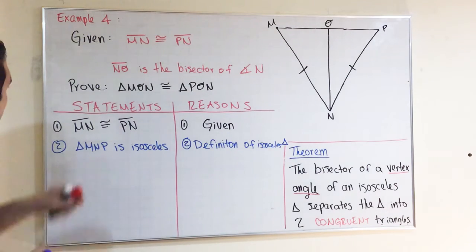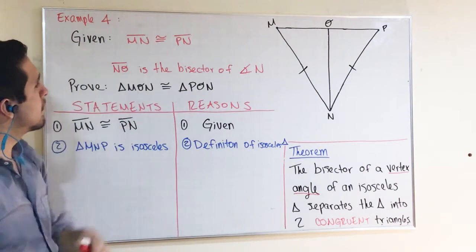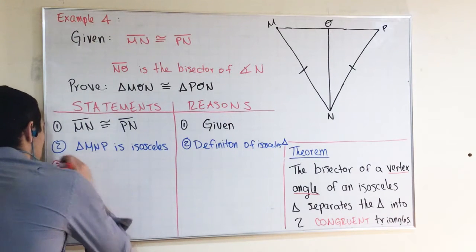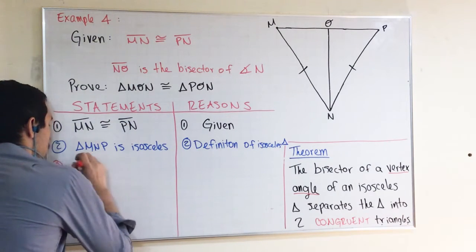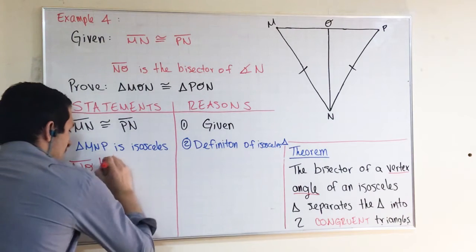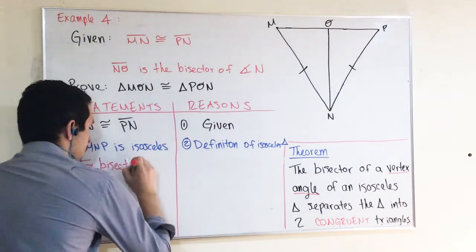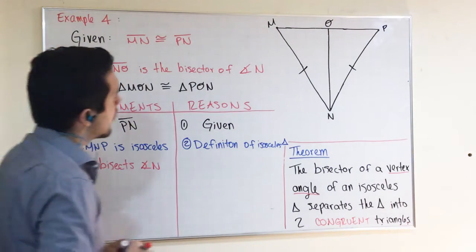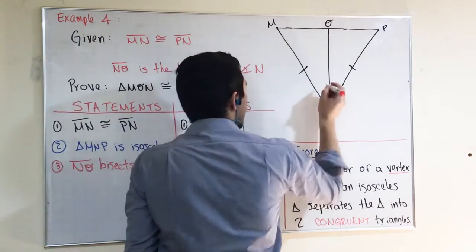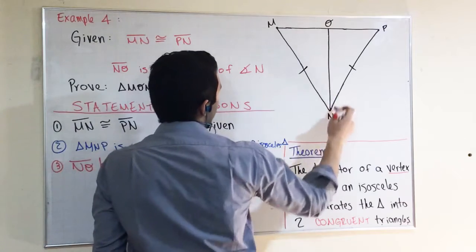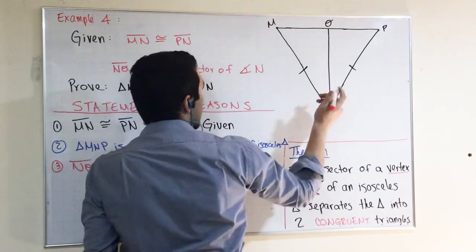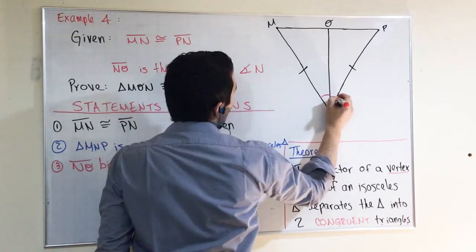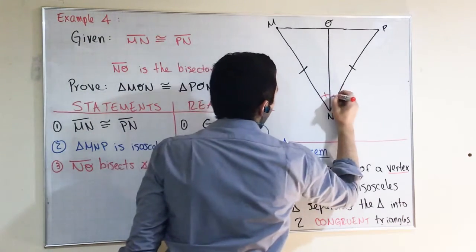Now, let's move on to the next one. It says NO is the bisector of angle N. NO is the bisector or bisects angle N. So I'm going to put it here in the sketch that this bisects, so if this is angle N and this line is a bisector, this means that that bisector forms two new congruent angles.